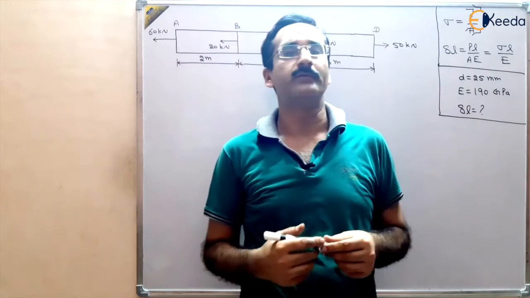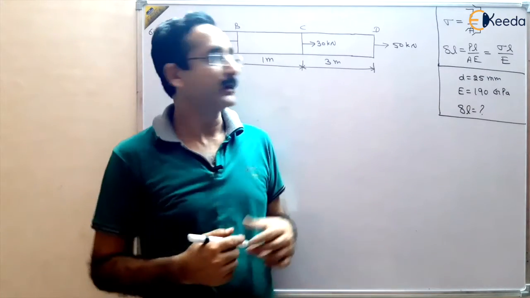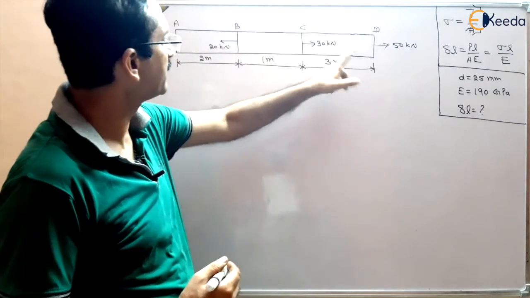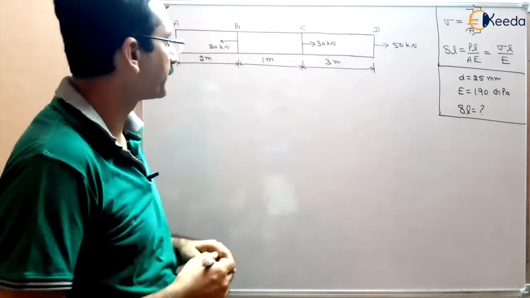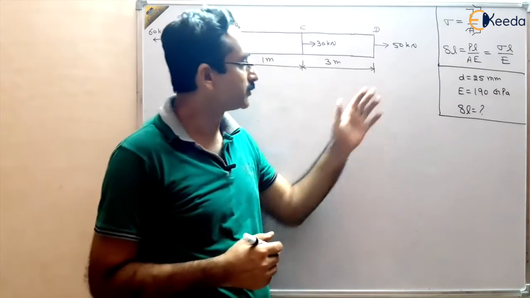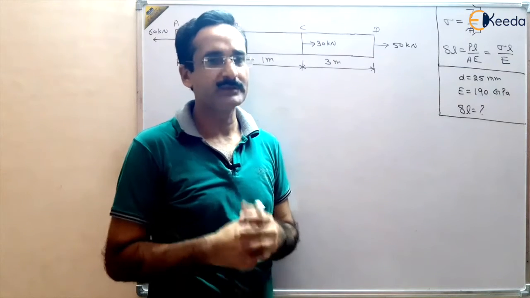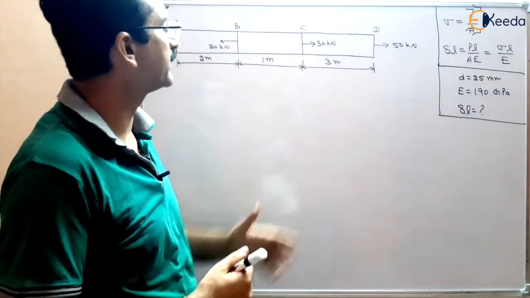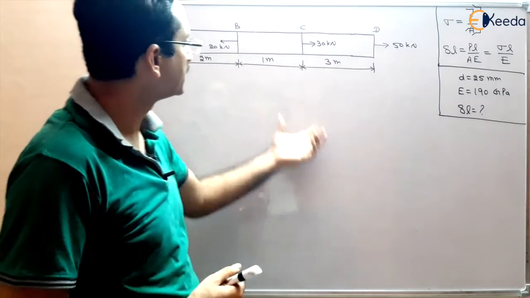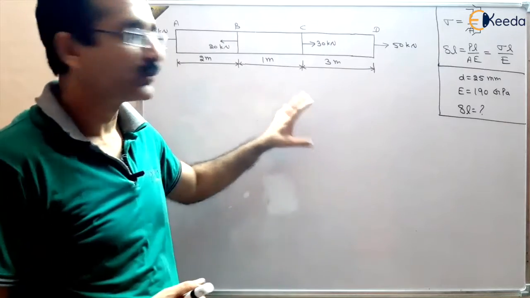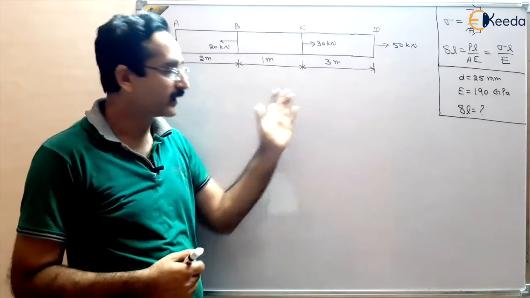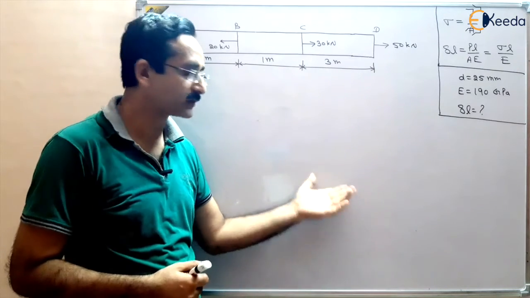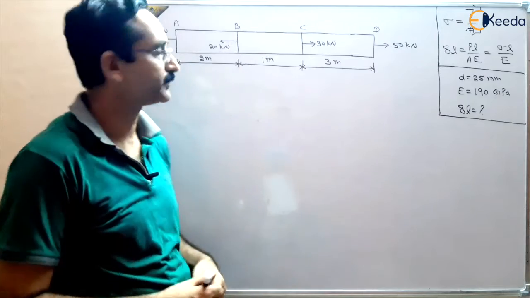In this numerical, we are given a steel bar in which various forces are acting at different sections of this bar, and we have to find out the total change in length of the bar. Basically, this is a question of the principle of superposition, that different forces are acting at different sections. We have to break each section and find out what are the forces acting at each section, and then find out the total elongation in each part of the bar, and sum that up using the principle of superposition, right?